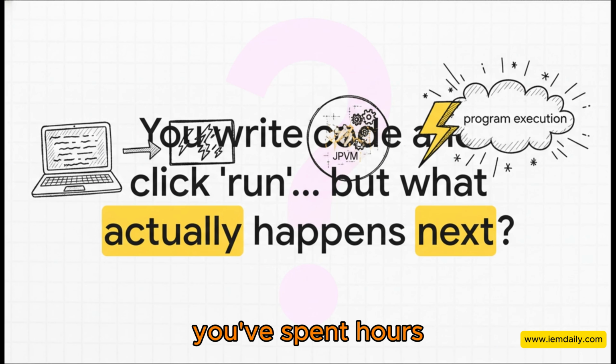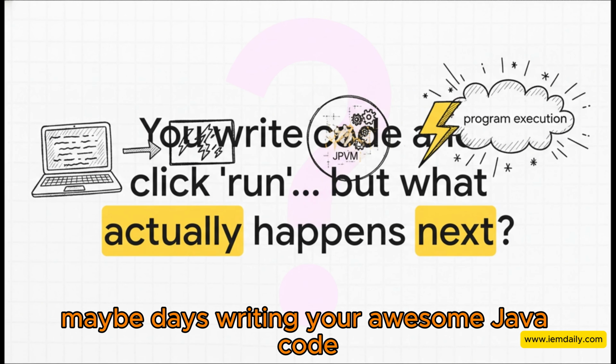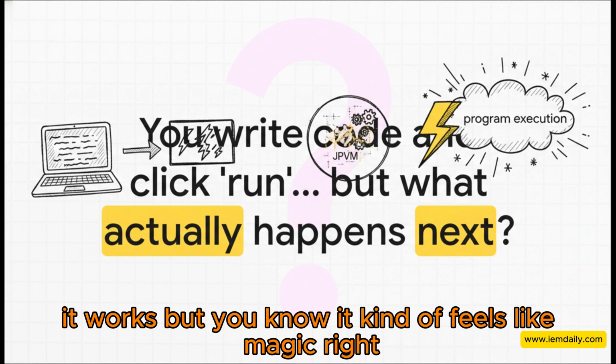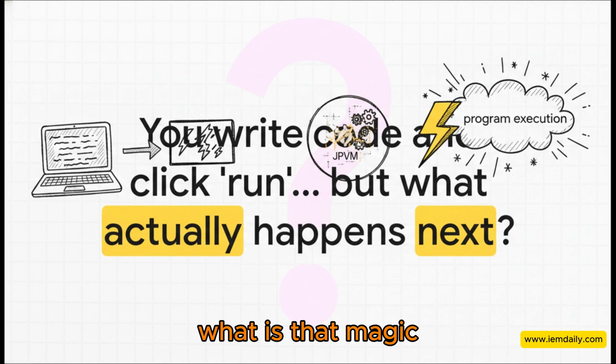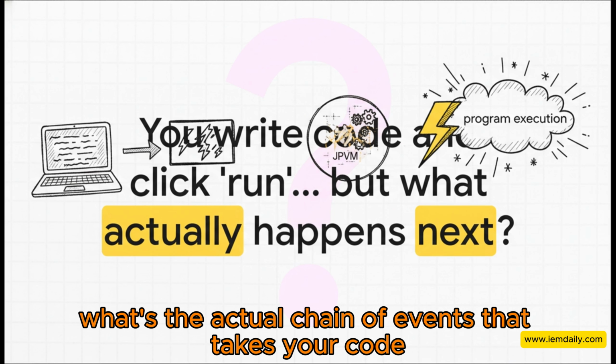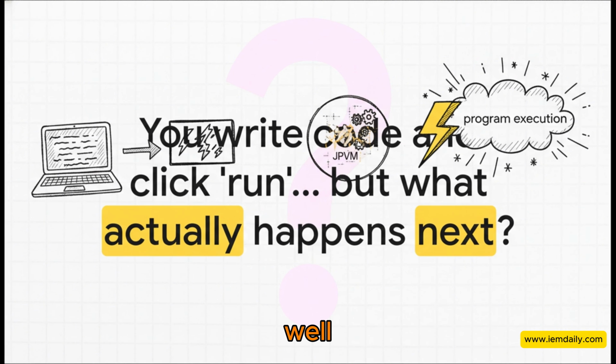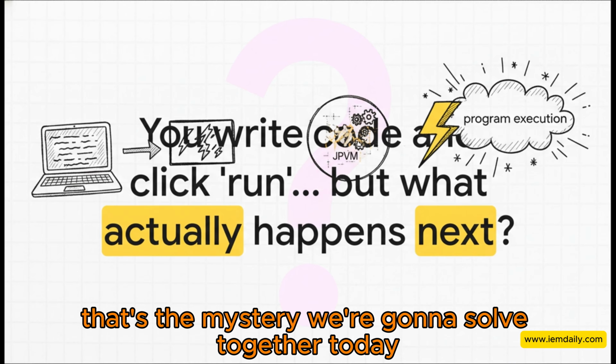You've spent hours, maybe days, writing your awesome Java code. You finally hit that run button, and poof, it works. But, it kind of feels like magic, right? What is that magic? What's the actual chain of events that takes your code and makes it do something real? Well, that's the mystery we're going to solve together today.